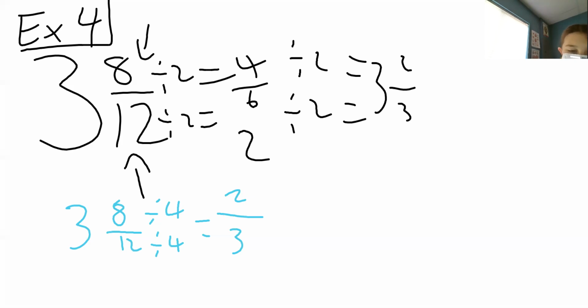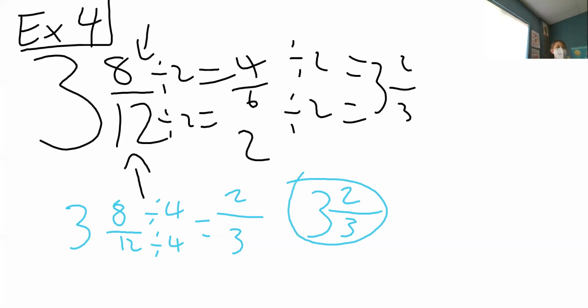Does it make sense, Ellen? Yeah, okay. 3 and... Did you get it? I did it a slow way and a fast way. Faster way, because you divided by 2 twice. Nice. Yeah. 3 2/3. Good.